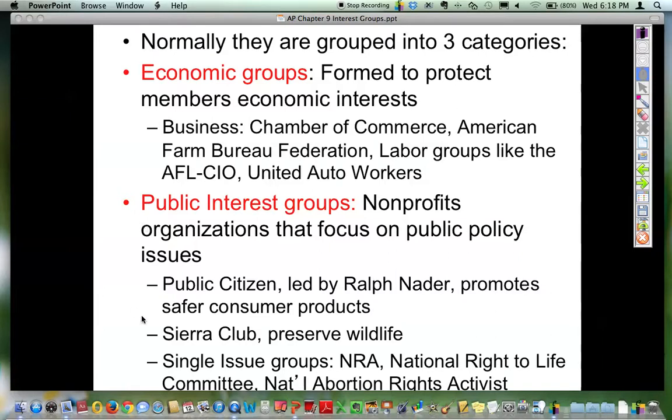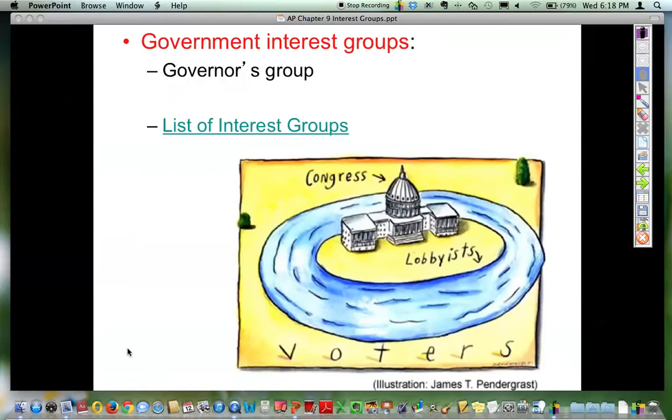You also have the Sierra Club. I talked about that as environmental. And then single issue groups that focus on just one issue, like the NRA, the National Rifle Association on Gun Rights, the National Right to Life Committee, the National Abortion Rights Activist Committee. Those are all single issue.